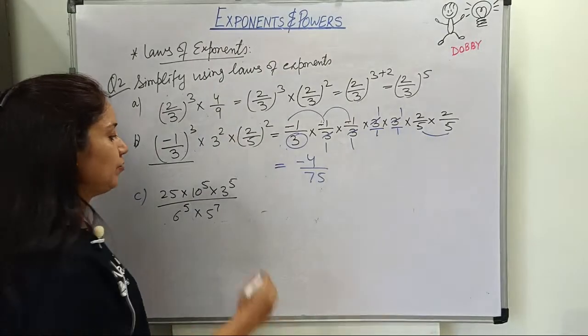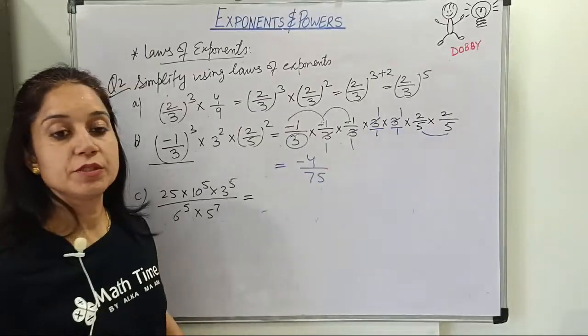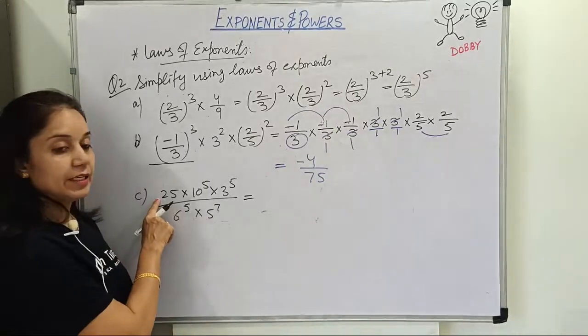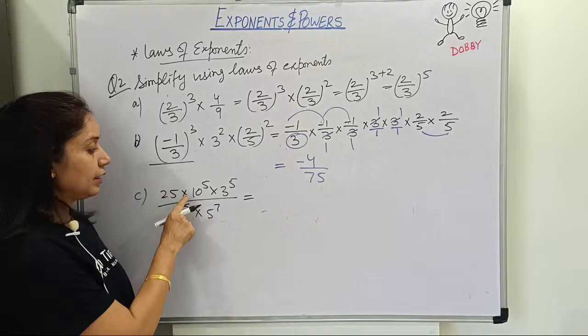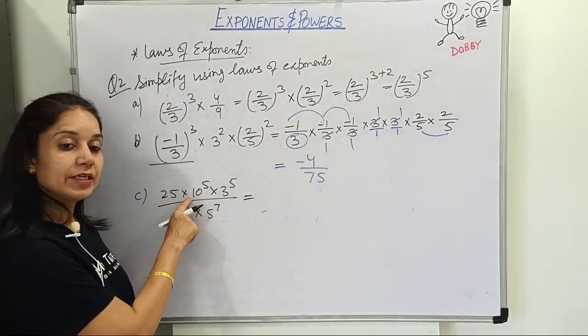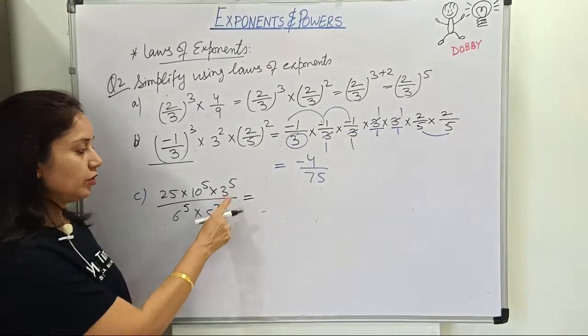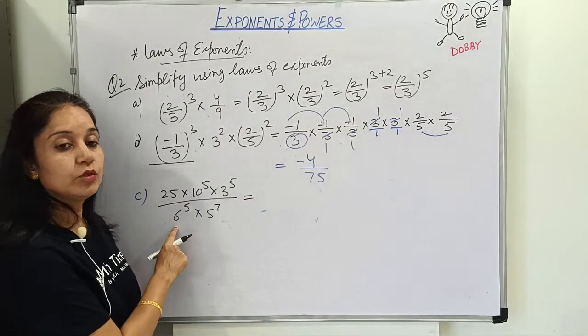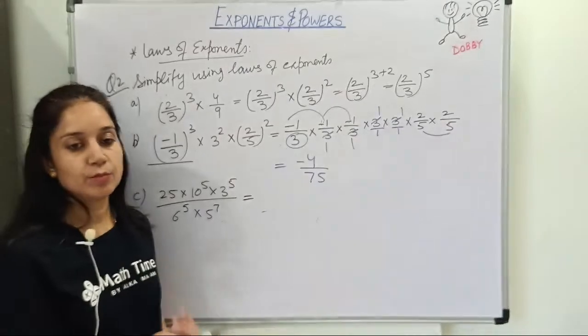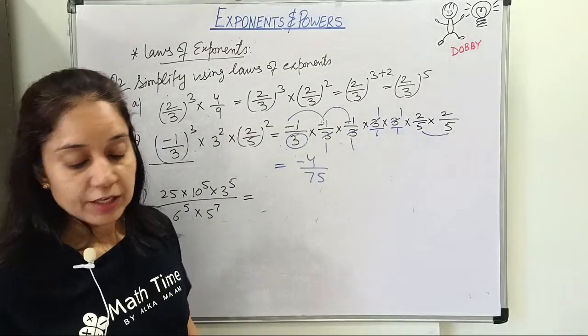Here we have to simplify it. So let us observe the numbers first. 25 can be expanded as 5 times 5. 10 can be written as 2 times 5. 3 is a prime number, 5 is a prime number, 6 can also be written as 2 times 3. All the composite numbers we can expand. Why? It will help us.